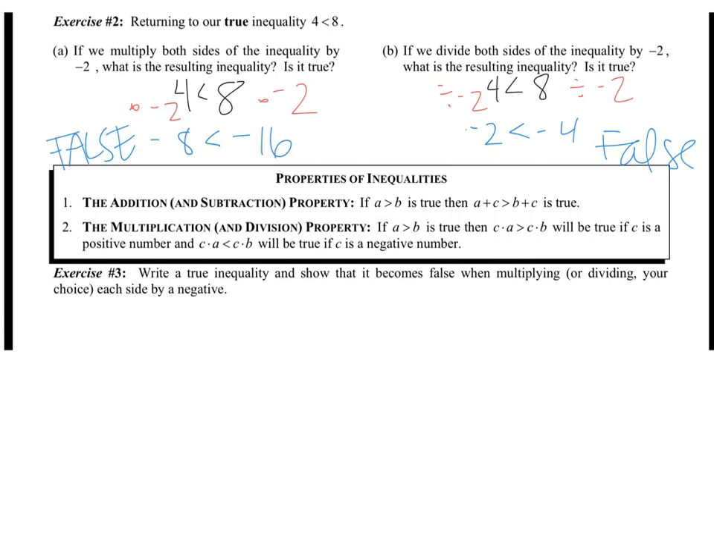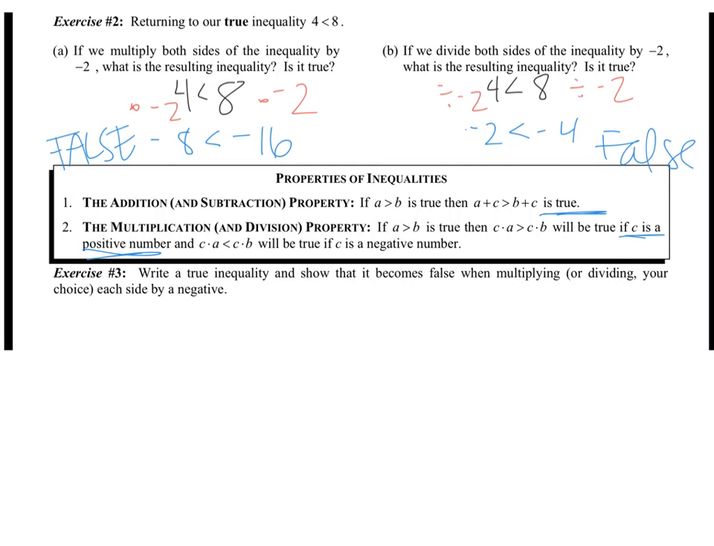So looking at this, the addition and subtraction property is true. So everything we know is true. But the multiplication is only true if it's positive. So it only works if it's positive, and it won't be true if it's negative. So what you're really doing is you have to switch that inequality.